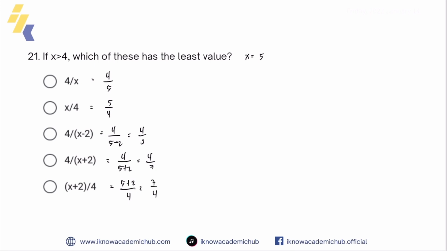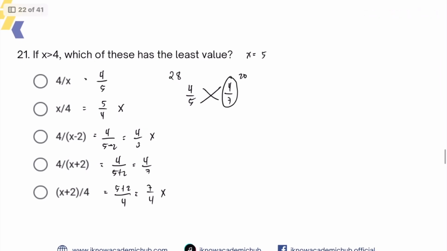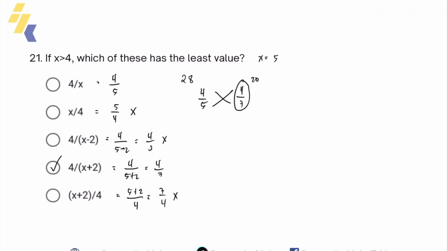So, I will remove all fractions that are greater than 1. So, tanggalin ko itong 5 over 4 kasi 5 is greater than 4. Also, 4 over 3 and 7 over 4. Now, 4 over 5 and 4 over 7. Cross multiply natin. We have here 28 and we have here 20. So, smaller itong 4 over 7. Okay, and this is the correct answer. That is how you compare fractions. Cross multiply nyo. Tapos yung mas mataas, yun yung mas malaki ang value.